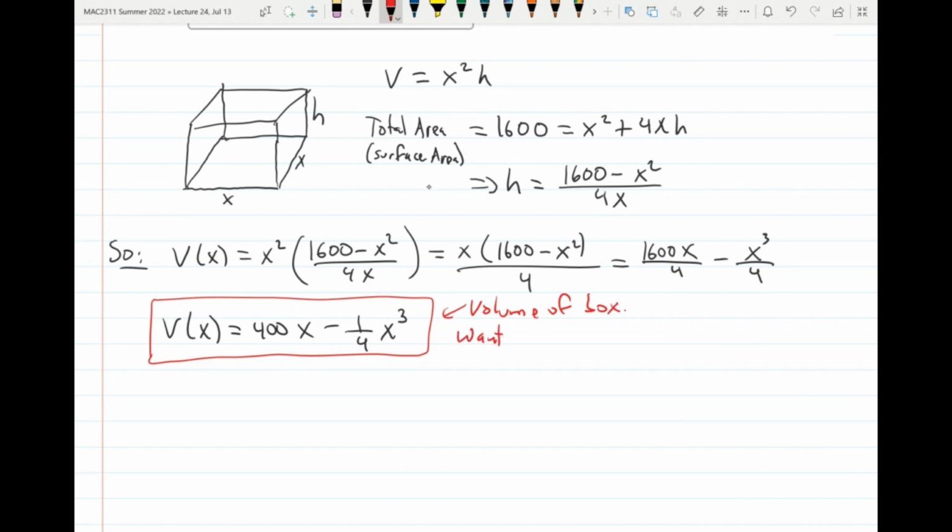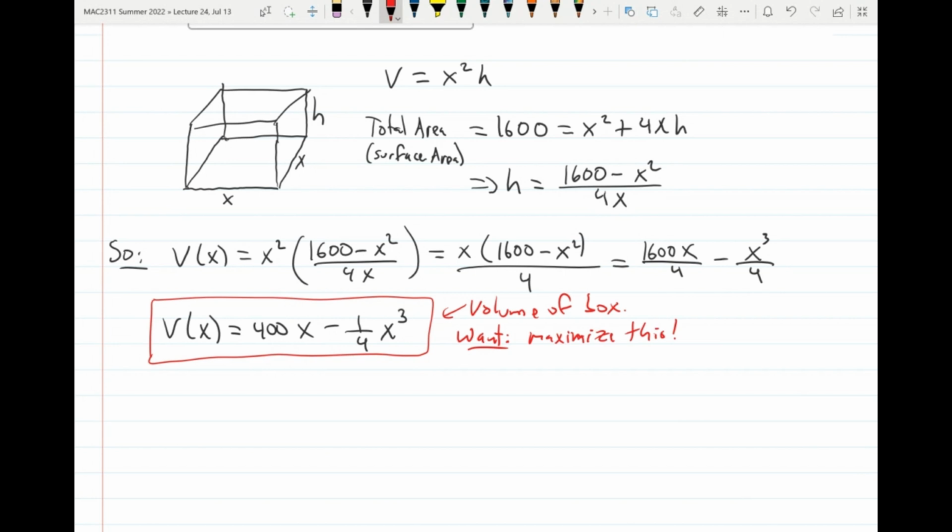And what we want to do is we want to maximize. We need to maximize this. Okay? We want the volume to be as large as possible. Of course, if you have that amount of material, then you want to make a box that holds the most amount of things inside. Okay? So you want to maximize the volume.